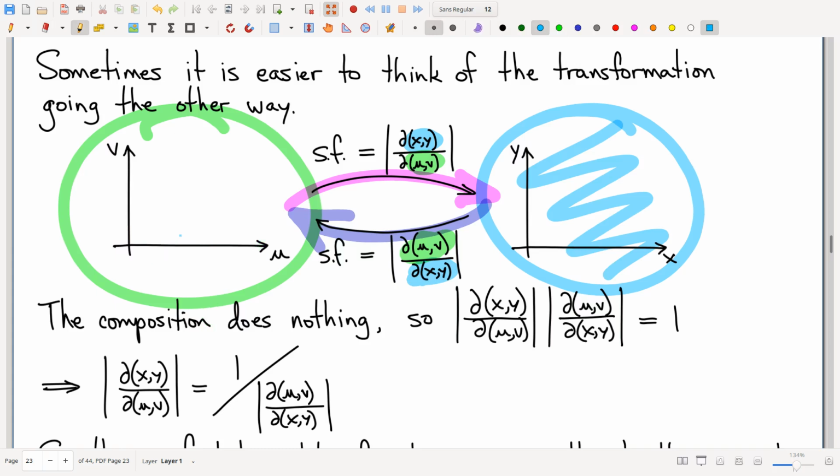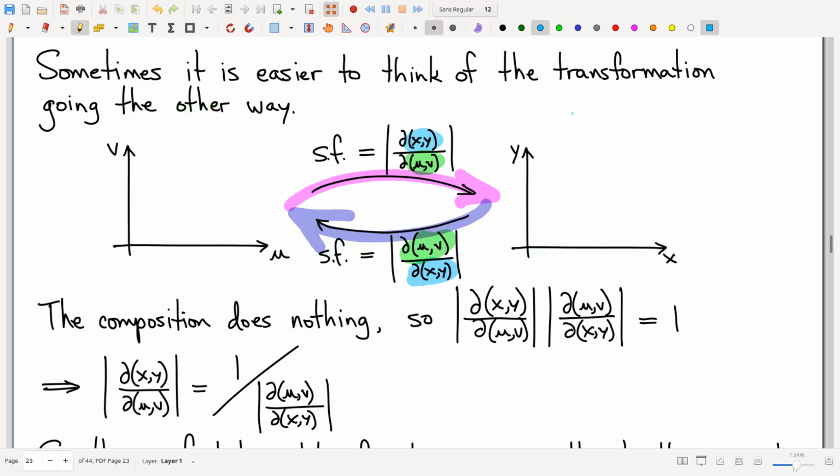So, okay, I've got these two functions here, the purple one and the dark blue one. Their stretching factors are different. They're determinants of totally different matrices with totally different entries, right? Hard to just immediately see any relationship between those two determinants. But here's the beautiful observation.